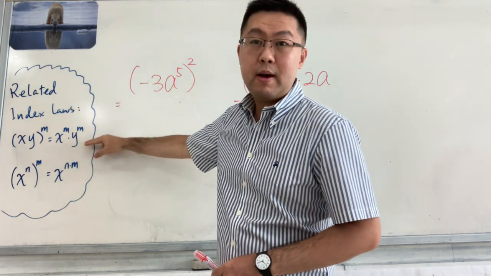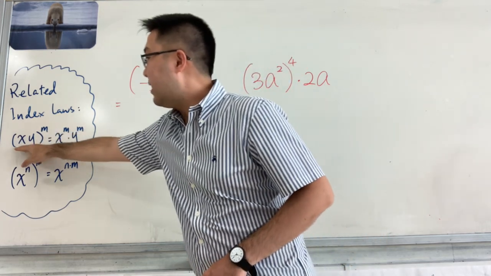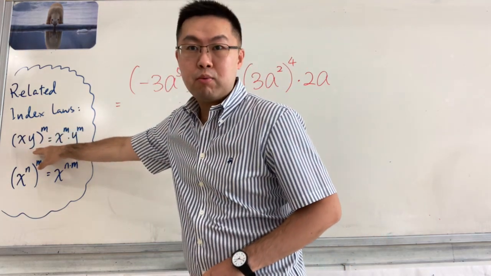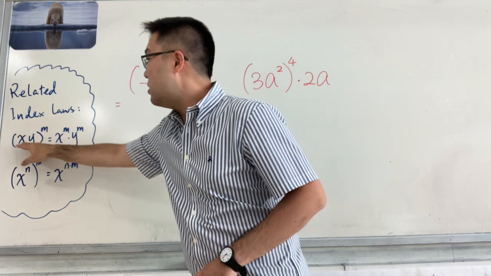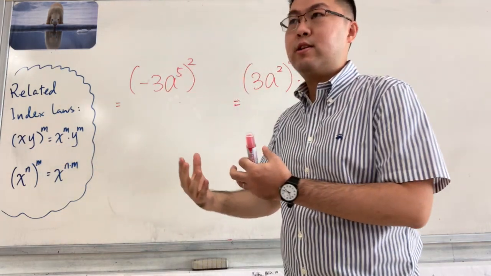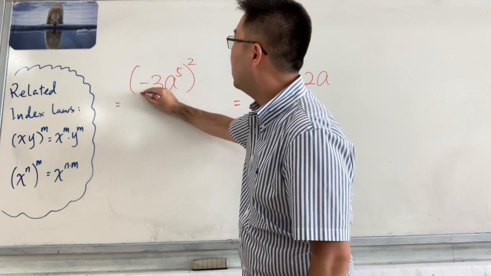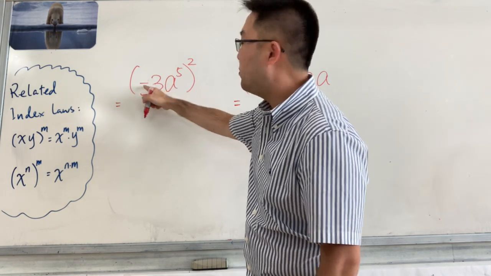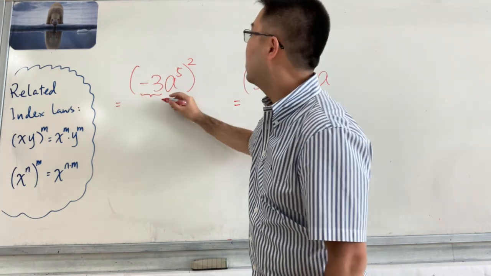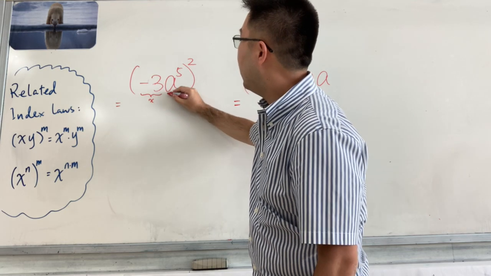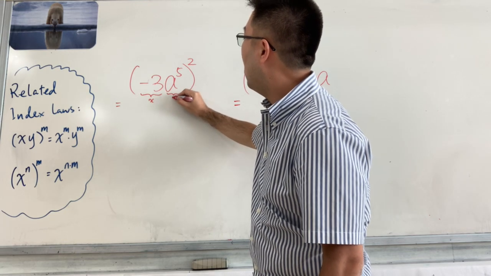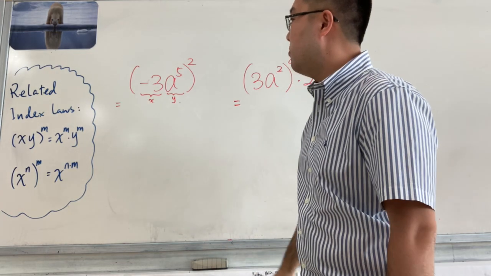This is something special about algebra, right? We have x and y here as the base, the product of them. But x and y can be replaced with so many different structures. So in this case, the key is to treat -3, remember to put the sign as part of it. So -3 is the x here, and a to the power 5, that whole thing as the y here.